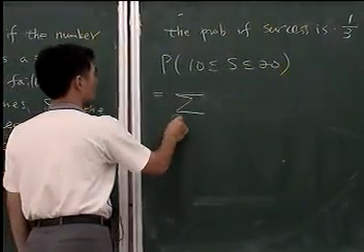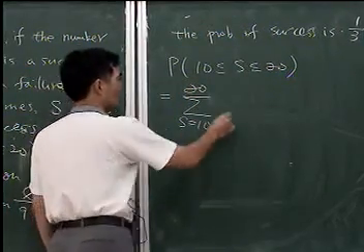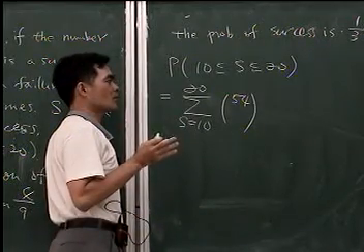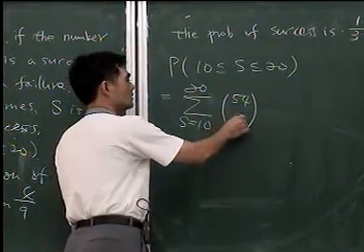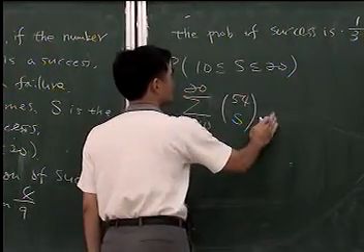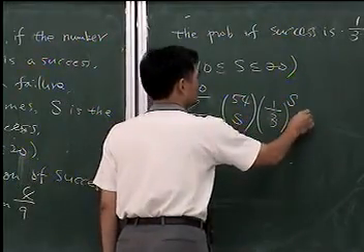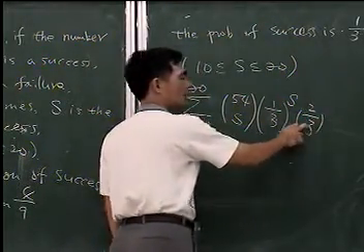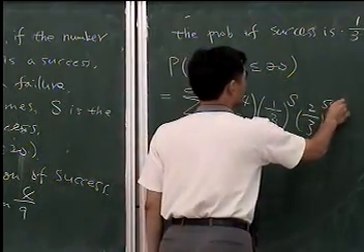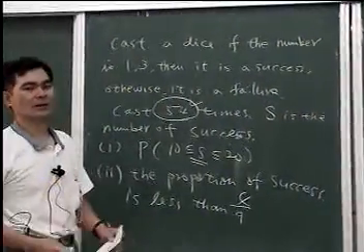Summation S from 10 to 20. And how many experiments do we do? We do 54. And we choose from these 54, the number of successes is S. And in this case, the probability of success is 1/3. Then the probability of failure should be 2/3, and that would be 54 minus S. So this is the answer we have.